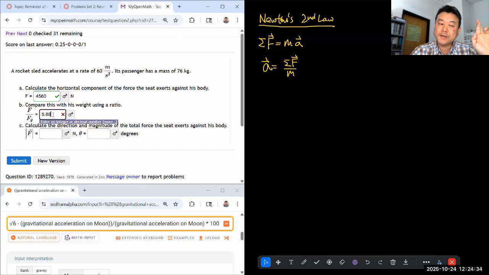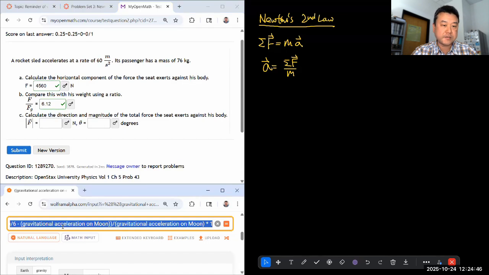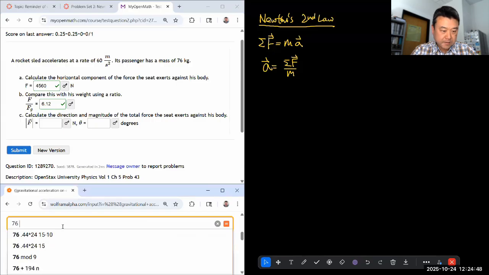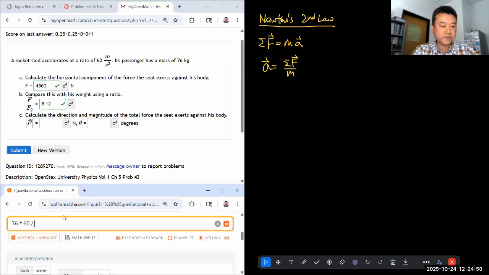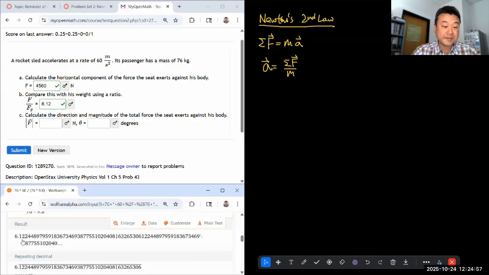Maybe it goes the other way. Goes the other way, then 6.12, maybe. Good. Let's keep going. See, calculate the direction. The calculation I've done is basically 76 kilograms times 60 meters per second squared divided by 76 kilograms times 9.8 meters per second squared. So it's not 6.12 exactly, but this is close enough, within 1%, to get graded as correct. Calculate the direction and magnitude of the total force the seat exerts on his body.